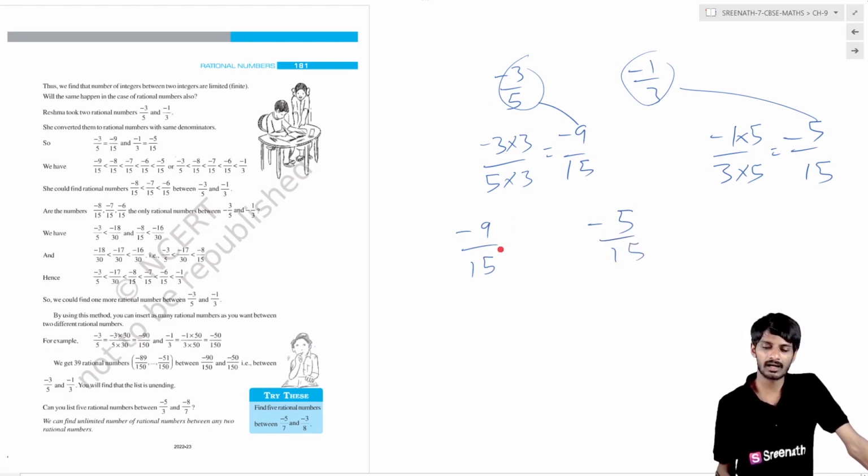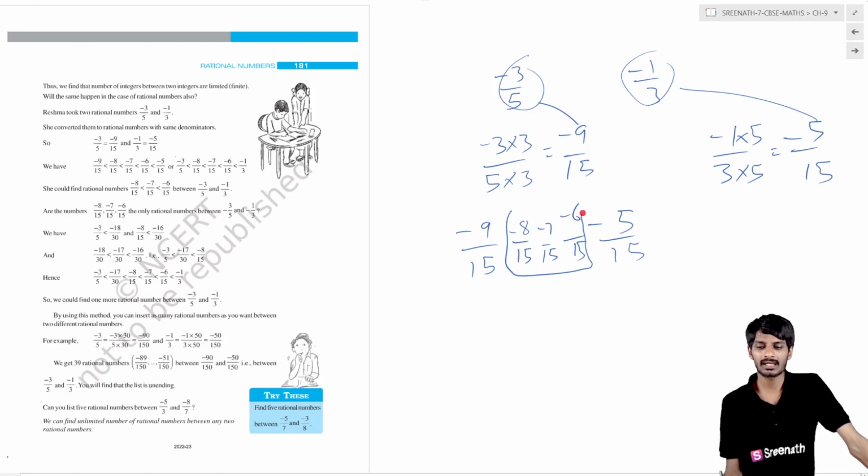So if you clearly understand, the denominator is 15 for both, and the numerators are minus 9 and minus 5. Then what are the numbers between these? We can simply guess: after minus 9 there will be minus 8, minus 7, minus 6. So minus 8 by 15, minus 7 by 15, minus 6 by 15. These three are the rational numbers between these two rational numbers. Are these the only rational numbers between them? Not at all. We can increase those.